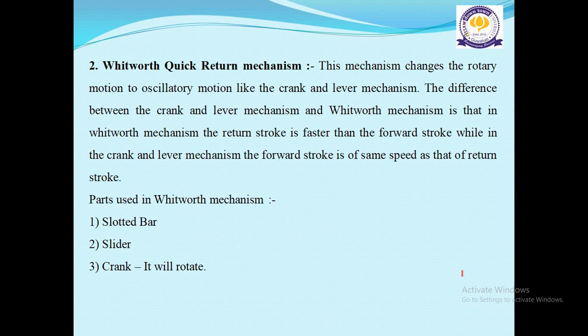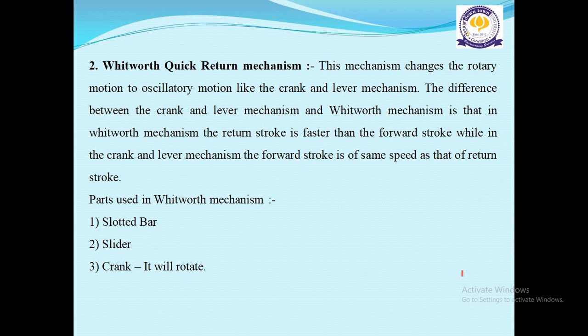Okay, so next we move on to Whitworth quick return mechanism. So in this mechanism, what happens? This mechanism changes the rotary motion to oscillatory motion like the crank and lever mechanism. The difference between the crank and lever mechanism and Whitworth mechanism is that in Whitworth mechanism, the return stroke is faster than the forward stroke, while in the crank and lever mechanism, the forward stroke is of the same speed as that of the return stroke.